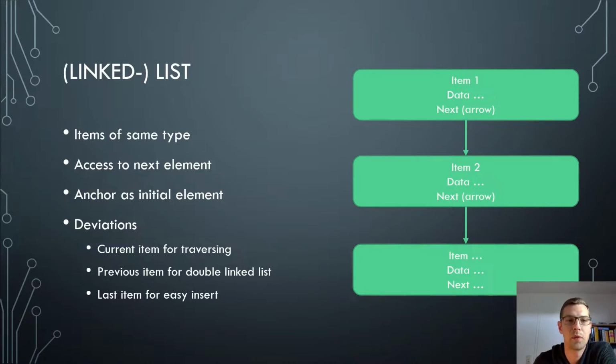And you have different types of lists that are important for searching, how you traverse the list, how you insert elements, and so on. One is, for example, a double linked list, where you have, as in the picture, a next arrow from one element to the next one, as well as a previous pointer from item 2, for example, to item 1. And then you can also have a pointer to the last item in the list, which makes inserting elements a little bit easier.